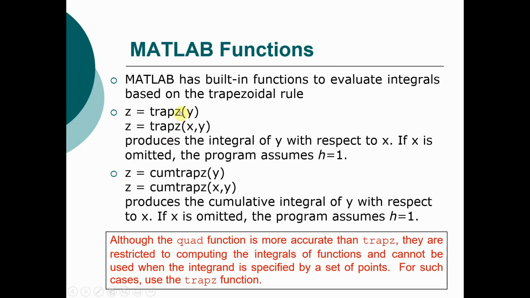If we don't provide the x variable or the x vector, it would just assume that the stepping is always 1. But if you have the x values, it finds the stepping based on your x values.